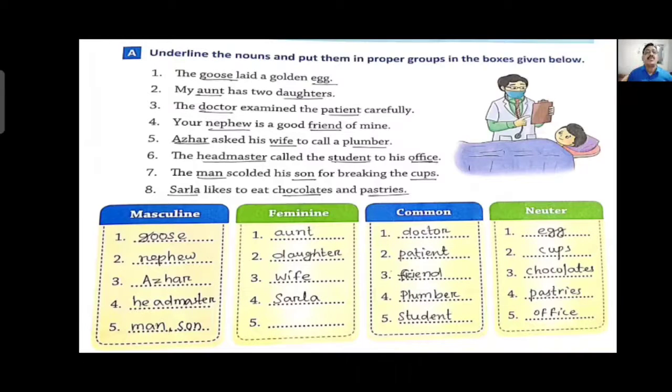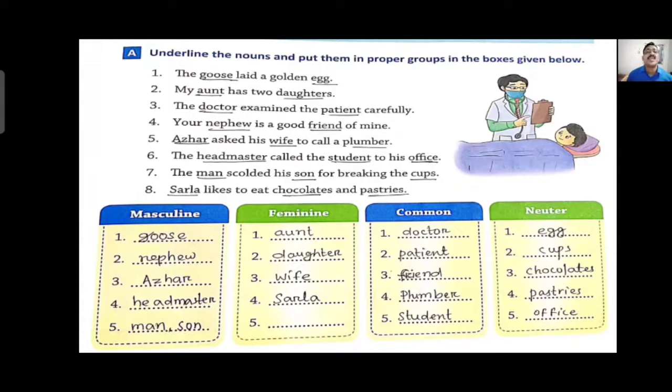Now the exercise A. Underline the noun and put them in proper group in the box given below. Here 8 sentences are given. We have to find out the noun and put that noun in the given column below, whether they are masculine, feminine, common or neuter. Let's start with question number 1.